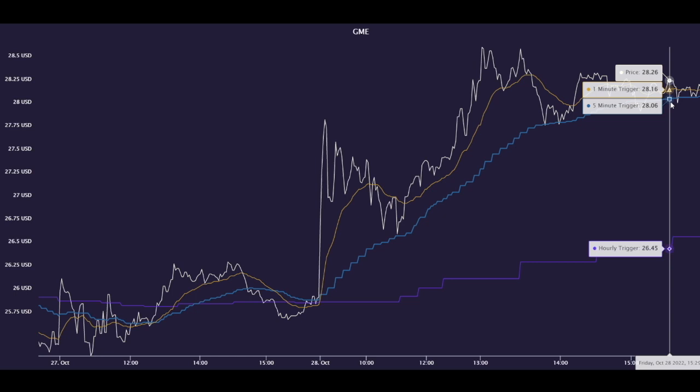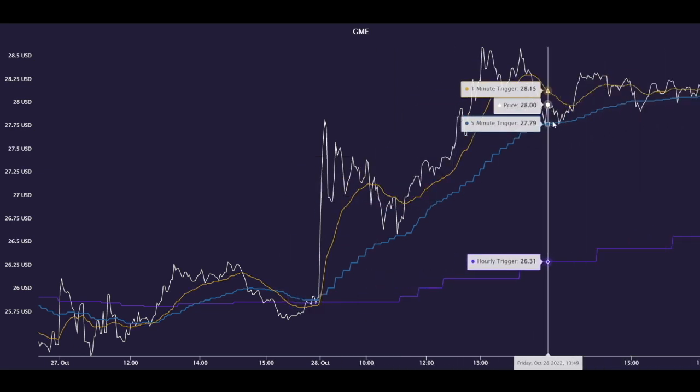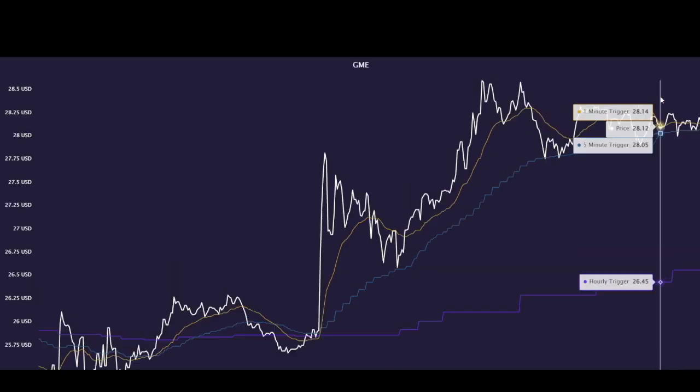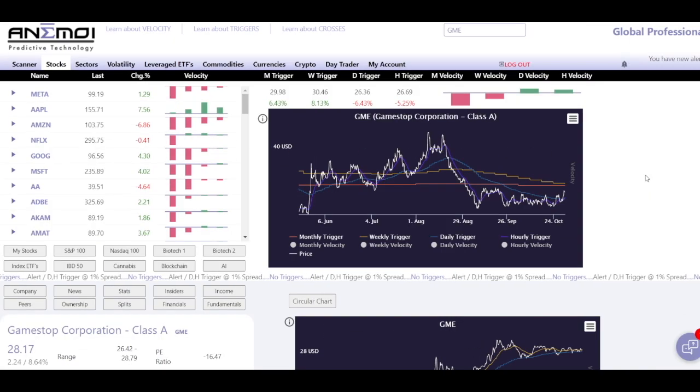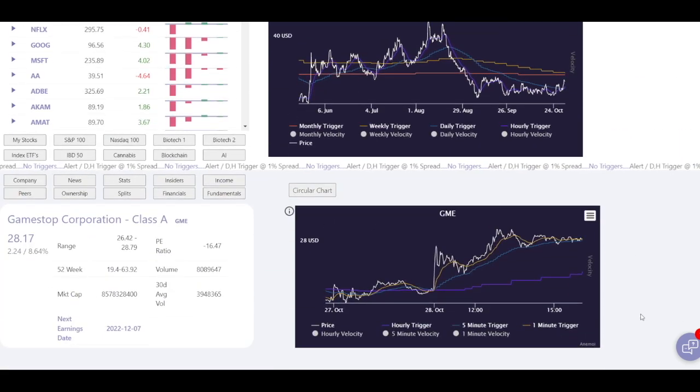The move, at least the 3 trigger cluster move, is most likely done. As long as the 1-minute trigger doesn't cross down, you're fine to stay in the position. I personally would have stayed in this position if it wasn't a Friday. So that's how we manage risk. Those are all the ways to get out.